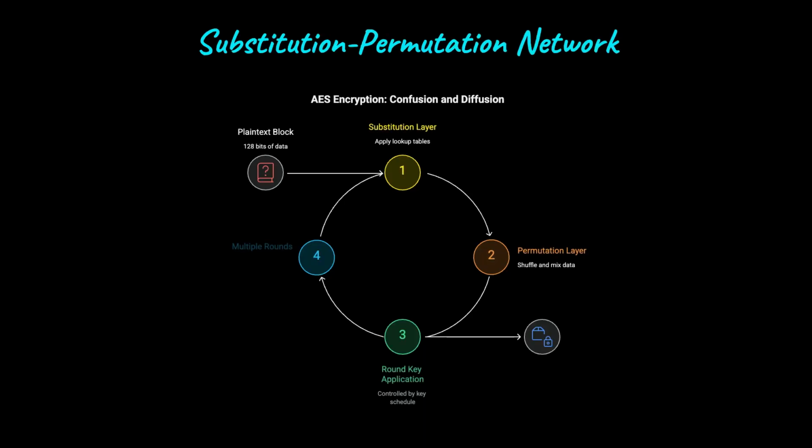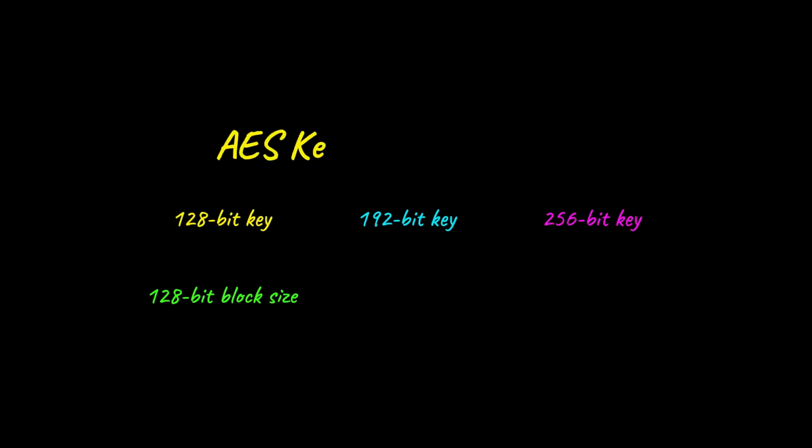Structurally, AES is a substitution-permutation network. Each round applies a substitution layer through lookup tables, then a permutation layer that shuffles and mixes the data, all controlled by round keys from a key schedule. Repeating this many times produces strong confusion and diffusion.